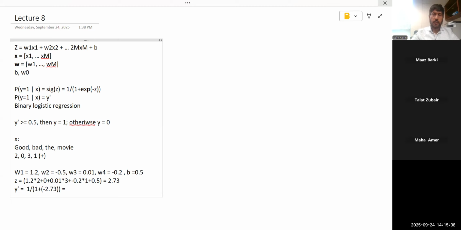EXP का किसी को पता है एग्जैक्ट नंबर क्या होता है? 2.7. 2.71 raised to power of exp, right?